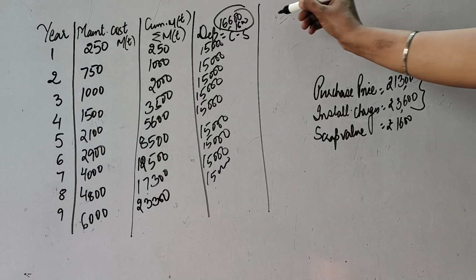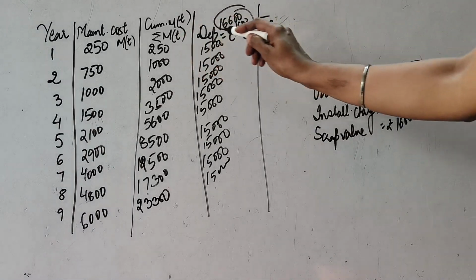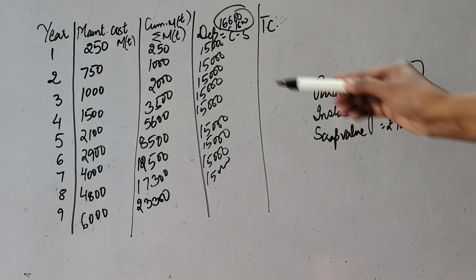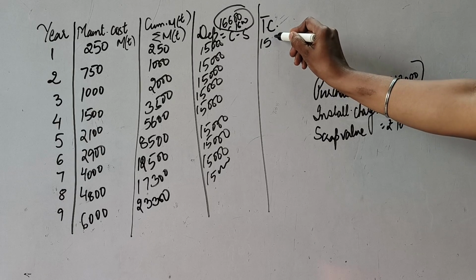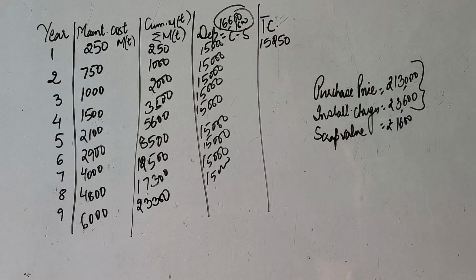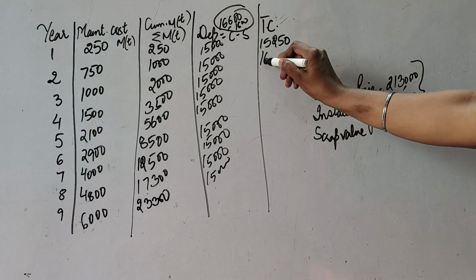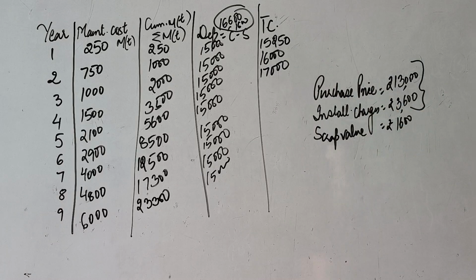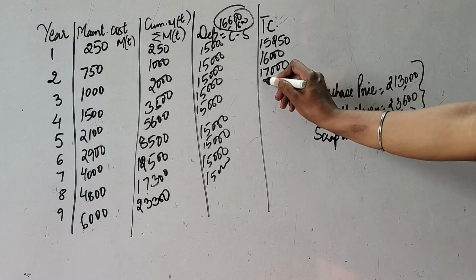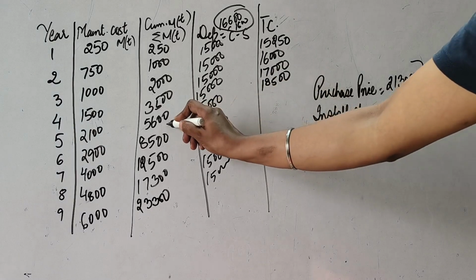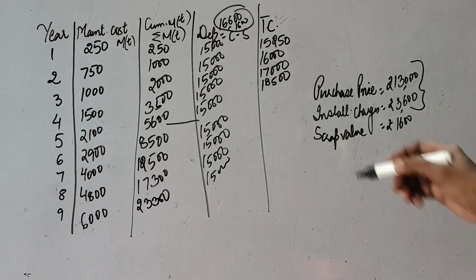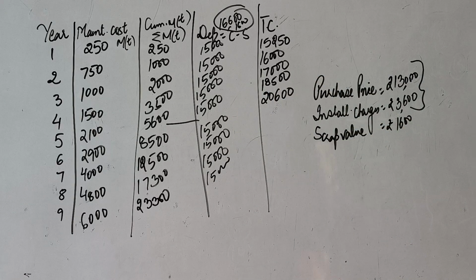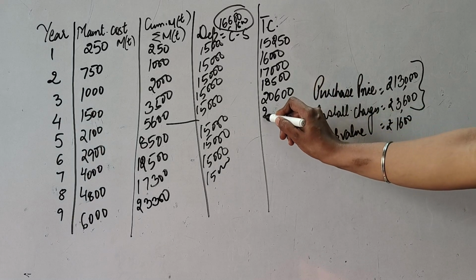Now we have to calculate the total cost. As I told you, we have to add the operating cost as well as the depreciation. Now you will be adding column number 3 plus column number 4. 250 plus 15,000 comes out to be 15,250. 15,000 plus 1,000, 16,000. 15,000 plus 2,000, it will be 17,000. 15,000 plus 3,500, 18,500. 15,000 plus 5,600, it will be 20,600. Then 15,000 plus 8,500, it will be 23,500.